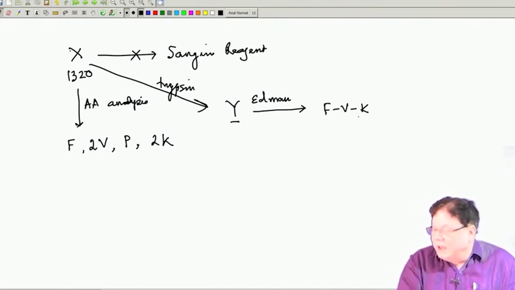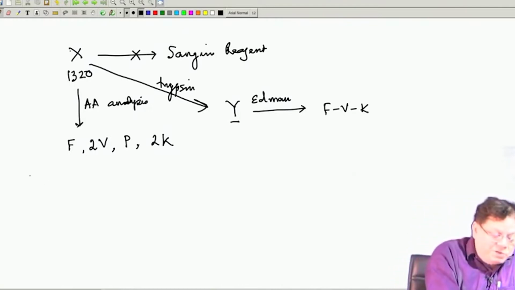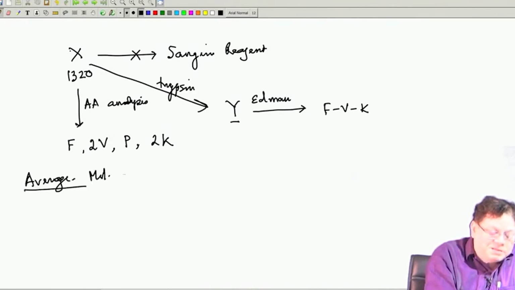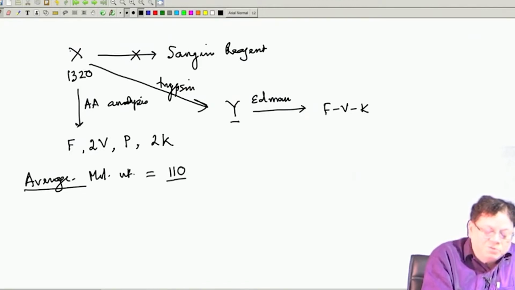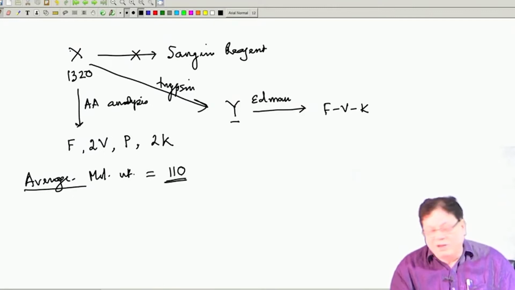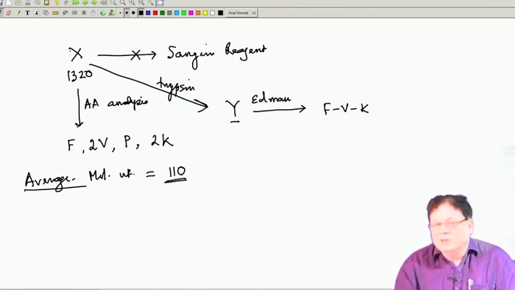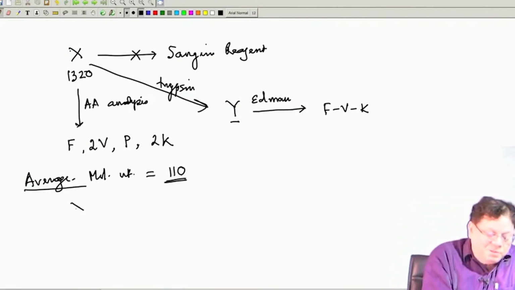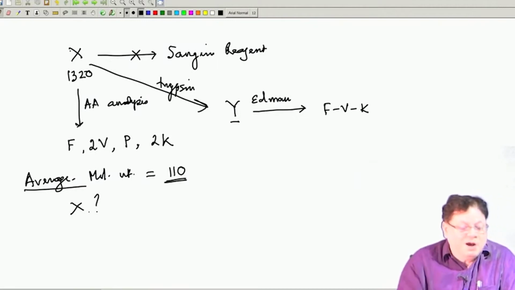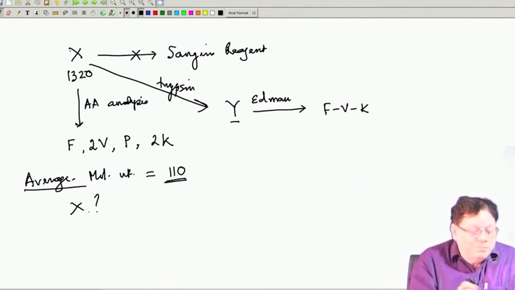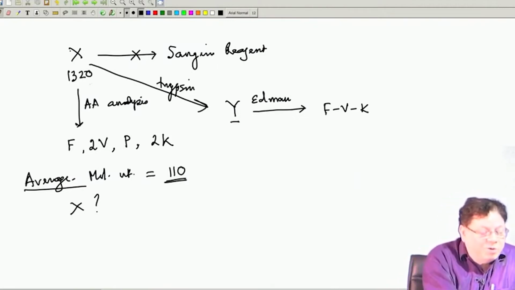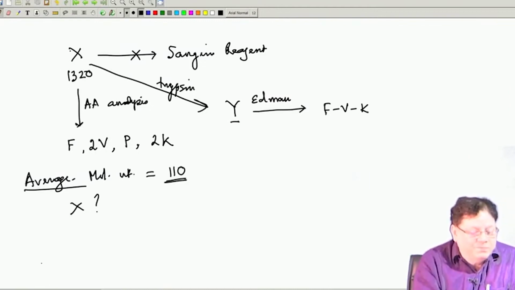So, now assuming the average molecular weight of an amino acid, that means if you take all the 20 amino acids and do an average, the number comes close to 110. This is the average molecular weight, 110. So, what is the structure of X? That is the problem. Now, how to solve this? First of all, let us find out how many amino acids it has.